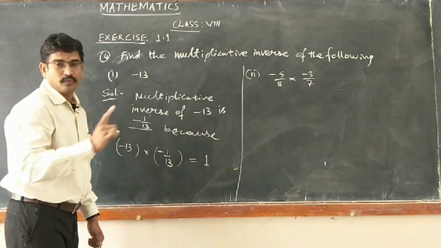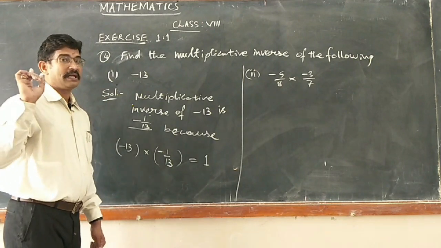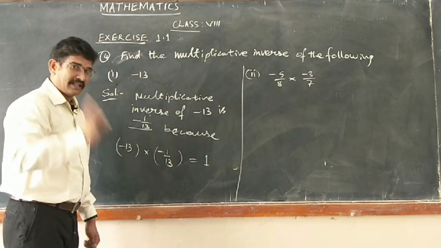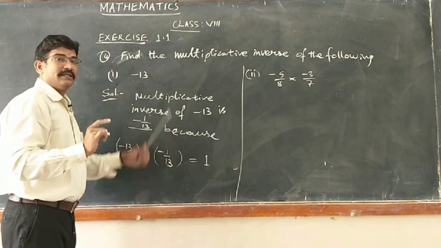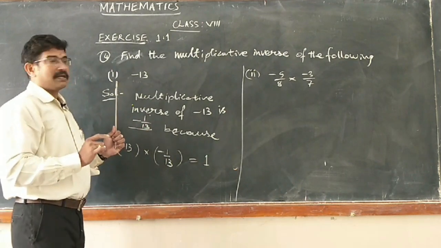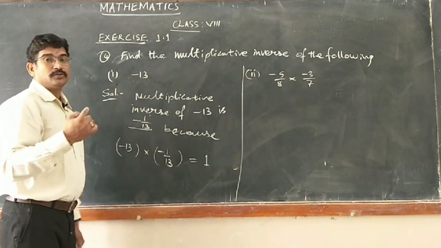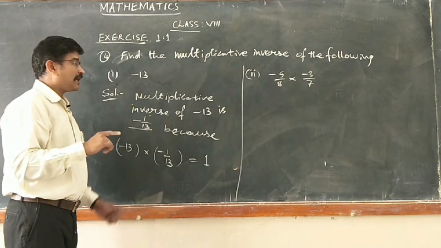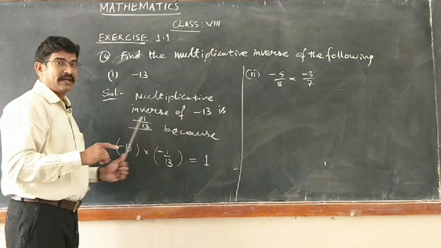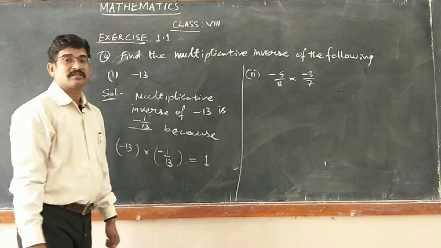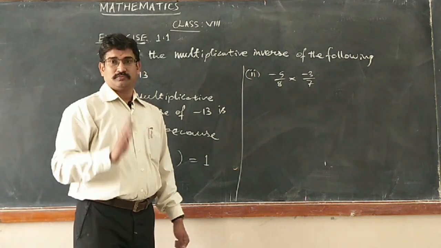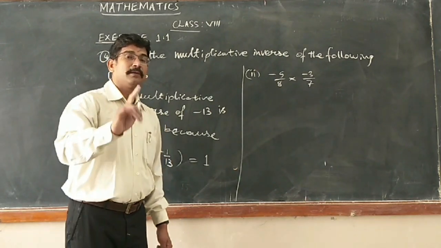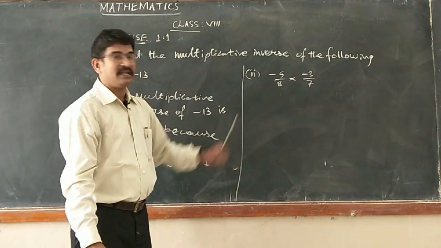So this is one important bit. 0 is the one which doesn't have a multiplicative inverse in the rational number set, and you know how to find the multiplicative inverse of any number. So note number 2, I am telling you, the multiplicative inverse of a negative number is negative, the multiplicative inverse of a positive number is positive. That you have to remember. And notes number 3 and 4 I will tell after explaining this question.